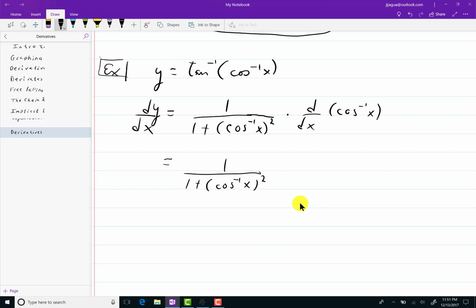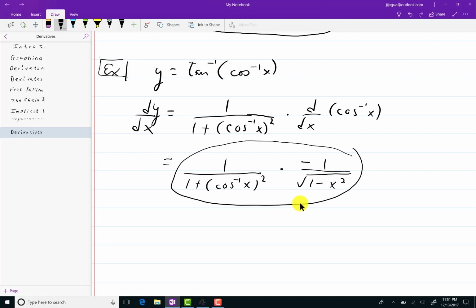So I have 1 plus cos inverse squared. Cos inverse, the derivative of it is negative 1 over the square root of 1 minus x squared. Remember, it's simply the negative of the derivative of arc sine.